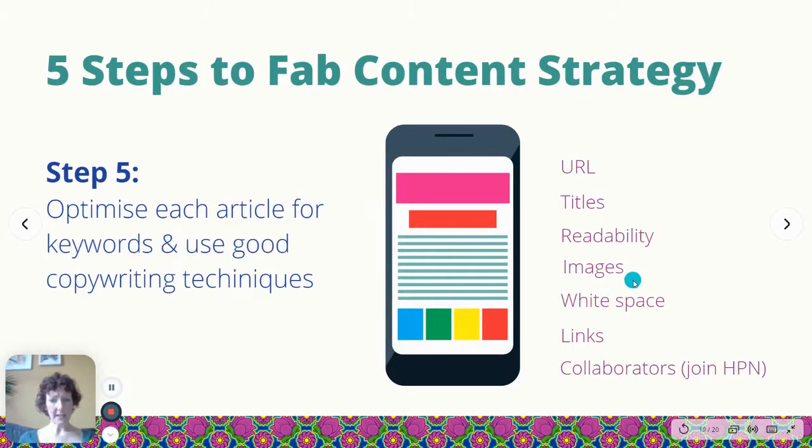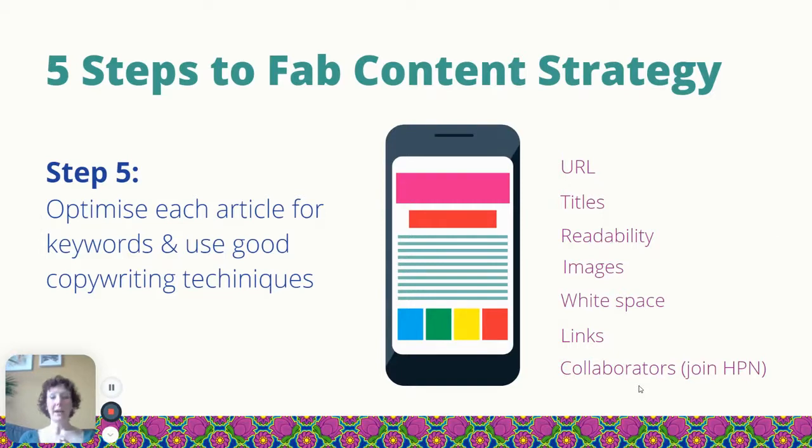You want to break your content up with images and white space. You want to link out. So this is back to your cornerstone content linking out. You have to link to your other related content, but also link to other websites that are relevant as well. It actually helps you, it boosts you, because it tells Google that you're a good source, and it tells Google what your page is about. And then another option is to get some collaborators as well.